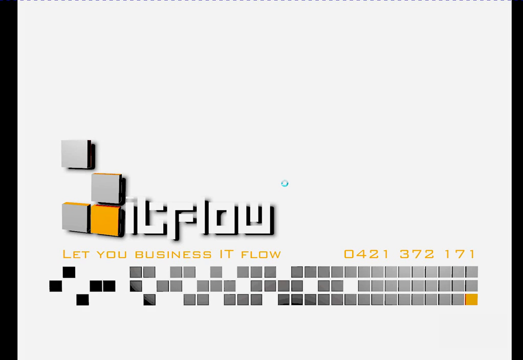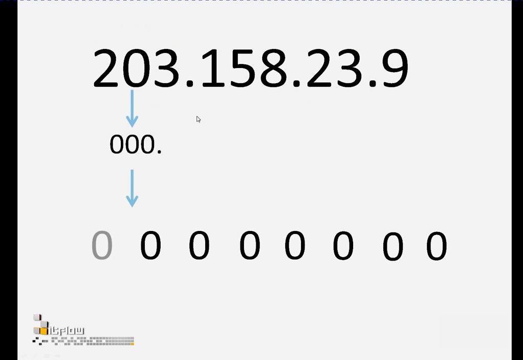Today we're going to do TCP/IP and how internet addresses work. Okay, we've all seen numbers like this on the internet. Four lots of numbers separated by three dots. How they work, or what they represent, is each number is a representative of any number between 0 and 255.